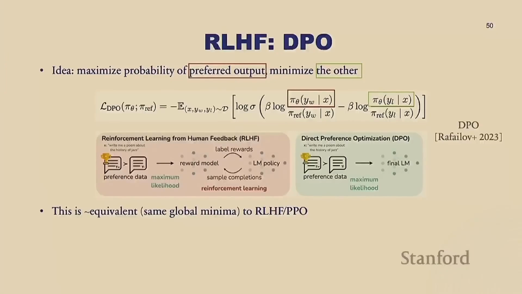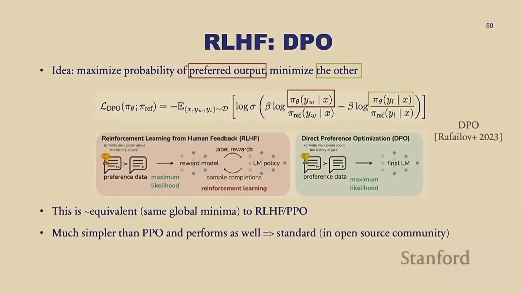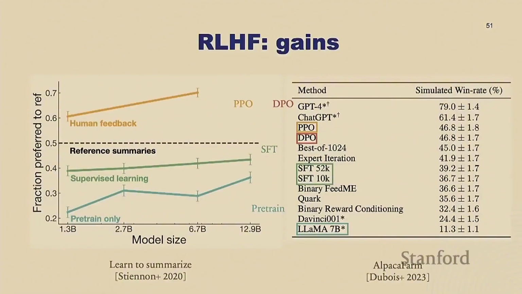In practice, it happens that there are none. And I think it's just that a lot of people in this team were reinforcement learning experts, including the main author of PPO, John Schulman. So DPO is much simpler than PPO, and it basically performs as well. So now this is the standard thing that people use, at least in the open source community. I believe it's actually the standard also in industry. So that's called DPO.